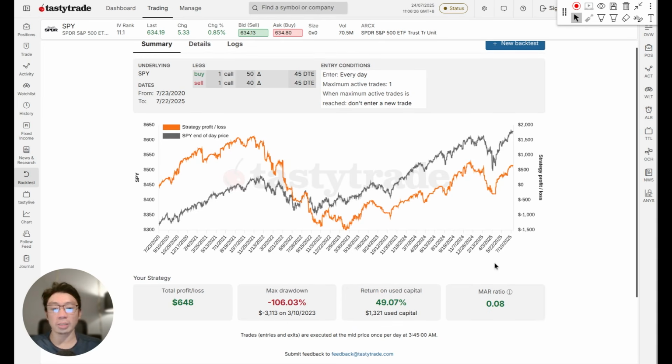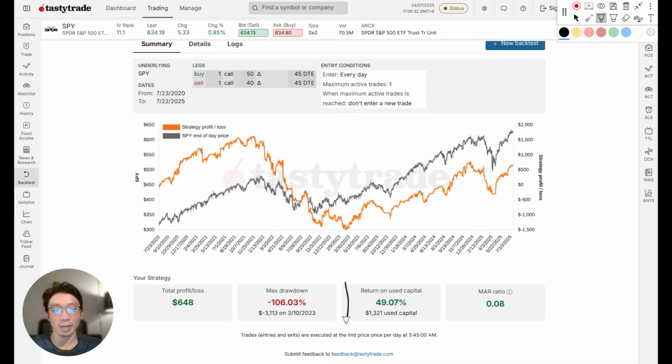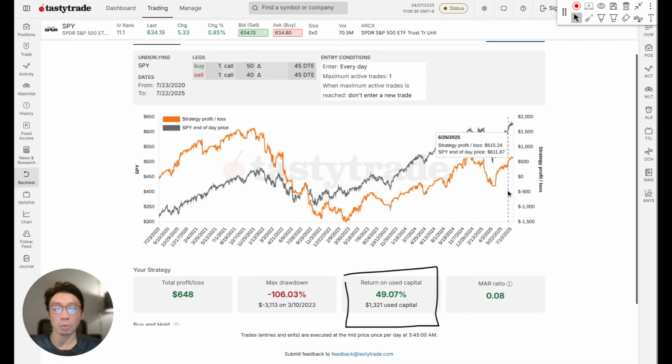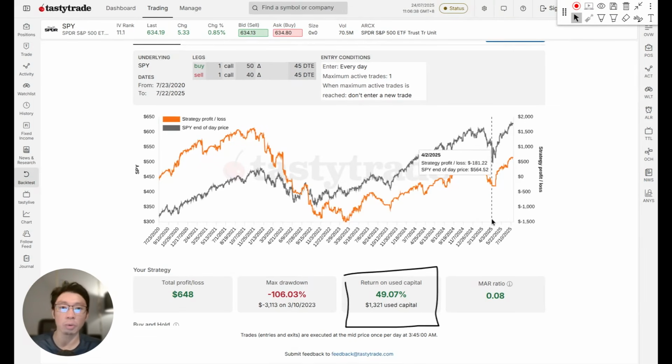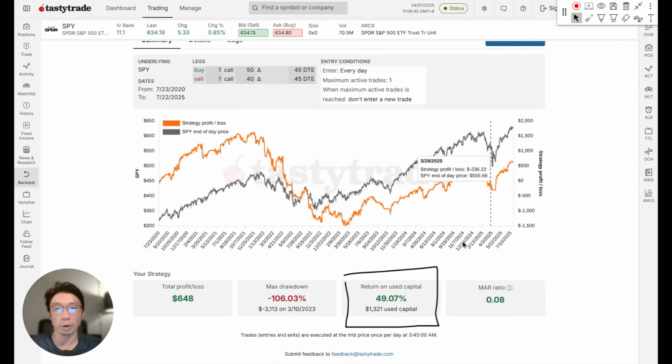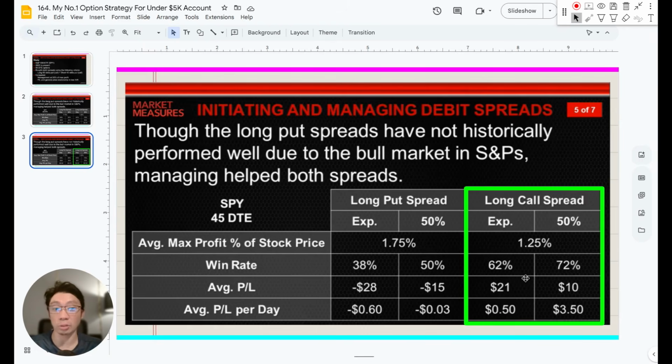Okay, so the results are out if you hold all the way to expiration. And as you can see, it doesn't actually look that promising. The return, although it's positive, is only about 49%, which pales in comparison to if you were to exit at 50% take profit. That is why the TC Trade team also did their studies. And what they found is that the average P&L per day based on 50% is much, much more than if you hold to expiration.